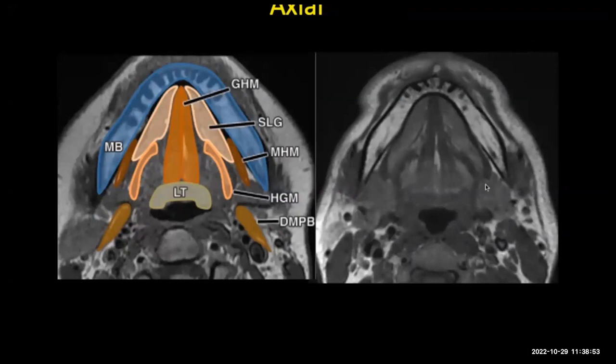There's another V-shaped structure over here. The medial limb forms the hyoglossus muscle, and the lateral limb is formed by the mylohyoid muscle. The mylohyoid muscle forms the floor of the mouth, and posteriorly you have the posterior belly of the digastric muscle.